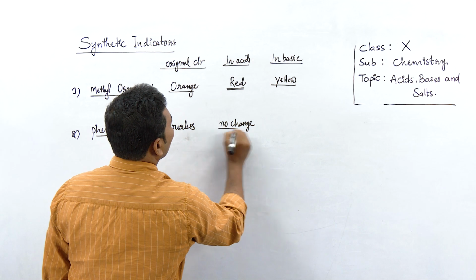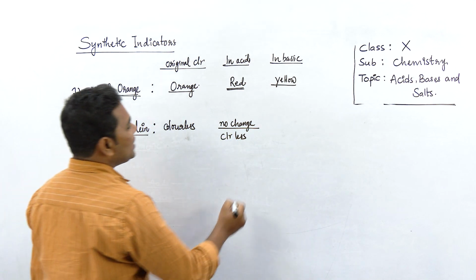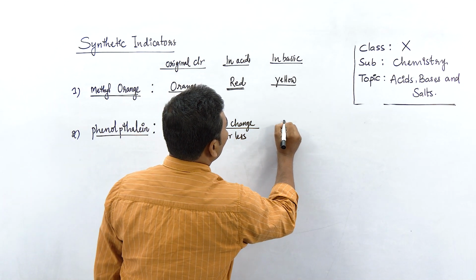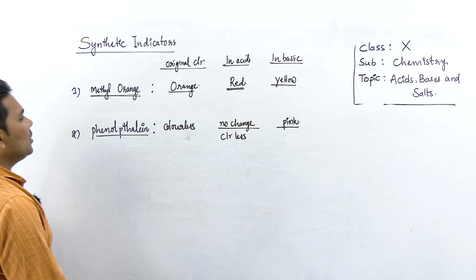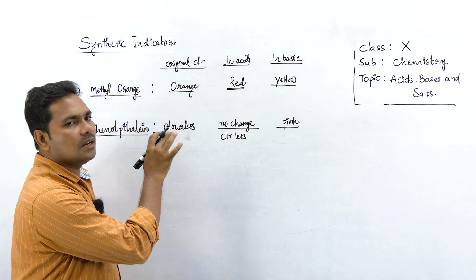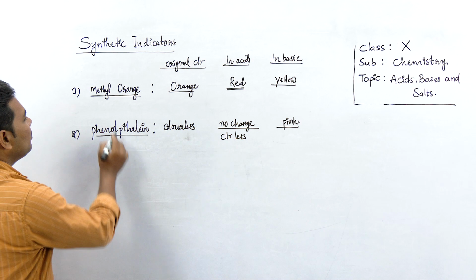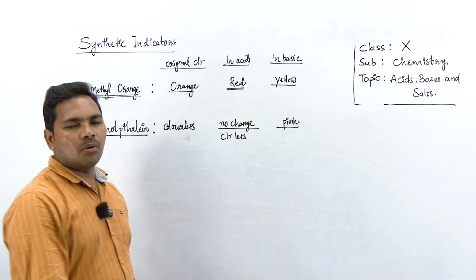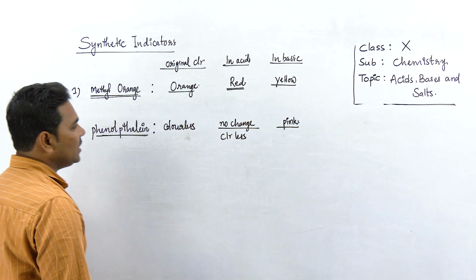It remains colorless in acidic solution, but in basic solution, when phenolphthalein is added to a base, it turns pink. So by identifying the change in color, we can identify the nature of the solution used to test its nature, right? Methyl orange and phenolphthalein are the two more commonly used artificial or synthetic indicators.